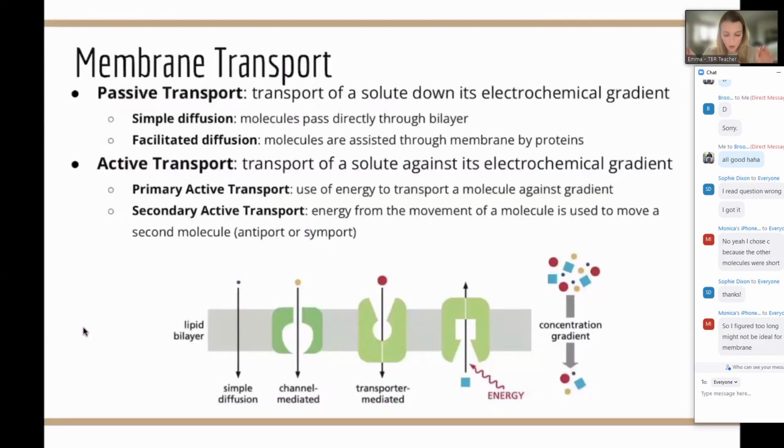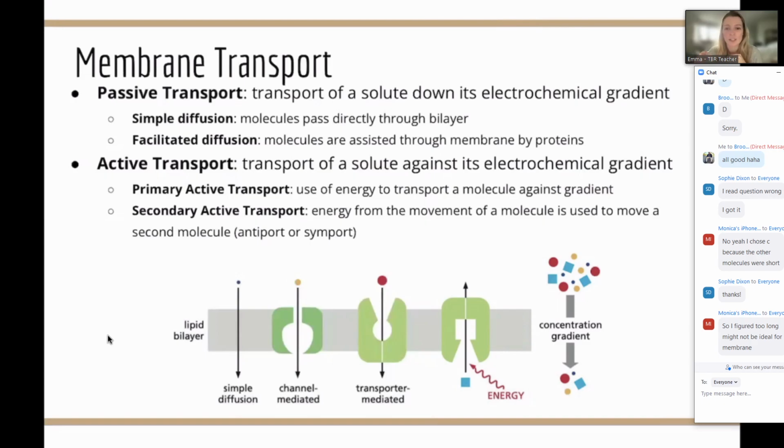So moving on, we've set up the big picture. One of the functions of our cell membrane is transport, so we're going to go deeper into transport now. Transport basically can be broken up into two different categories: either passive transport or active transport.